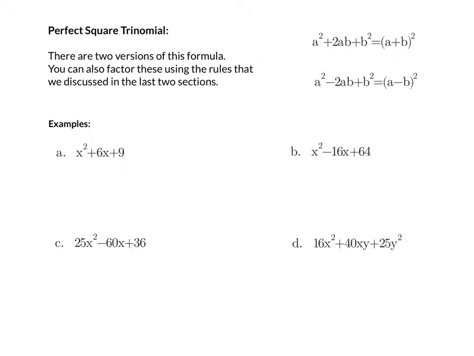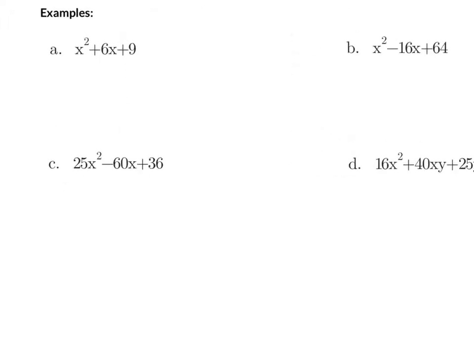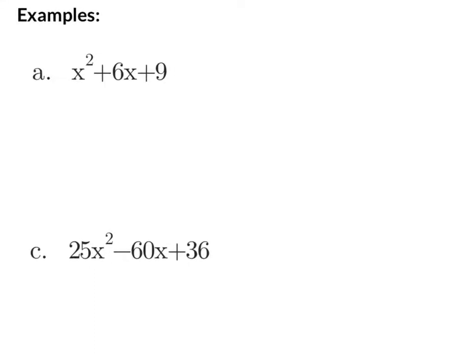Let's start with example A. With example A, what we're going to do is we have our 2 sets of parentheses. The only thing that multiplies to x squared is x and x. And now for the 9, I want to know what times itself equals 9. That is going to be 3 and 3.